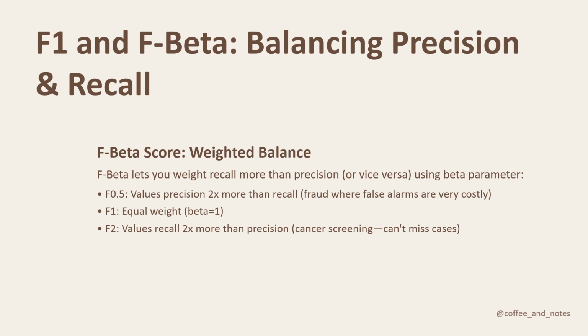F2 weights recall, that is, beta is equal to 2. It weighs recall twice as much as precision. We use this when false negatives are catastrophic. Cancer screening: you cannot miss cases. You will accept extra biopsies to ensure you catch every cancer case. Now, the choice of beta is a business decision, not a statistical one. It's based on the relative costs of false positives versus false negatives in your domain.